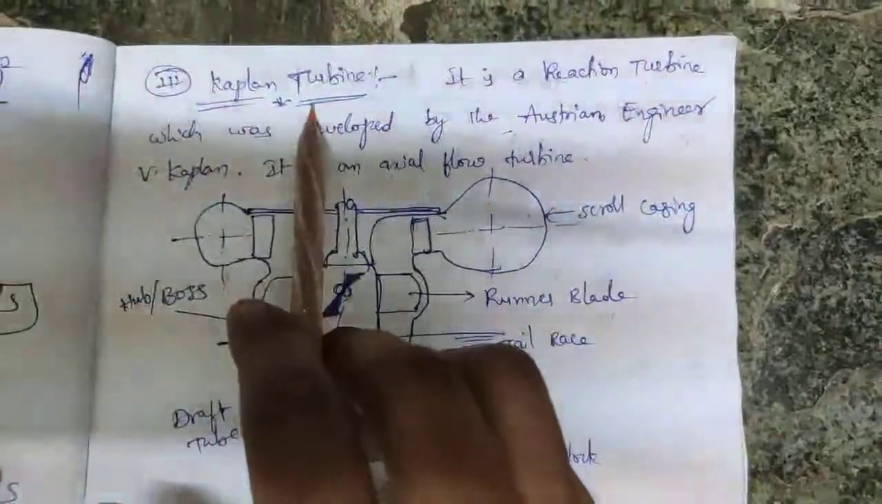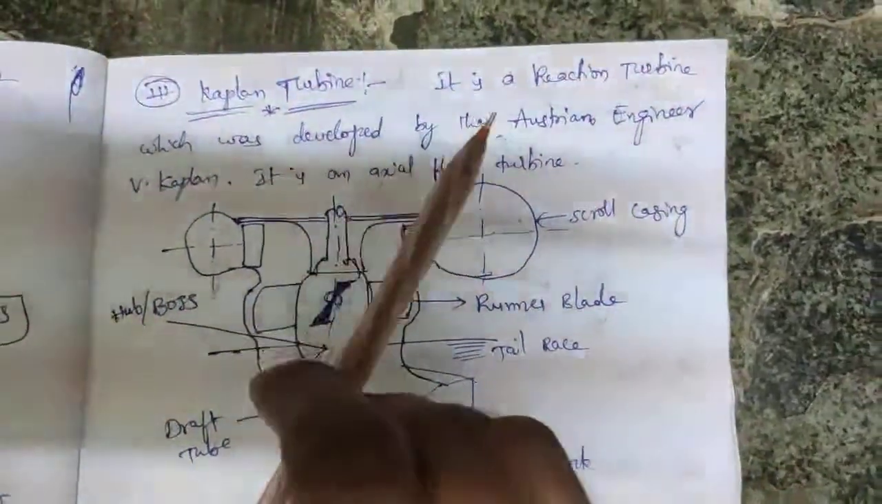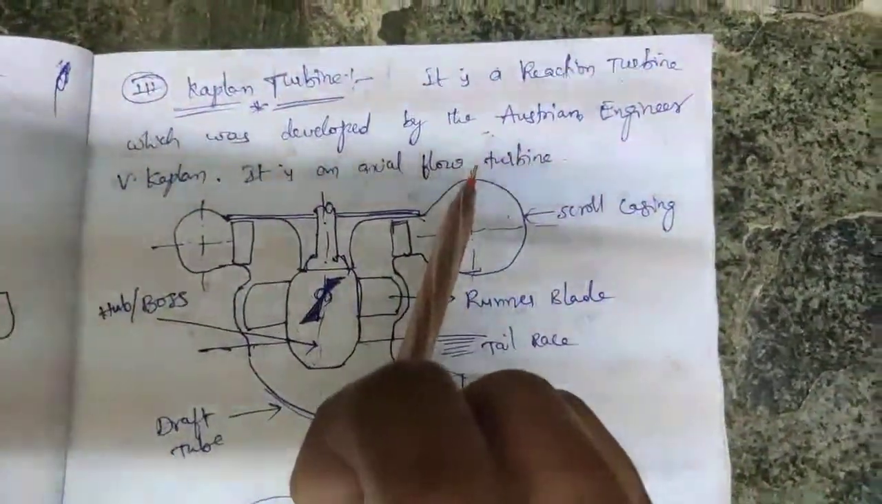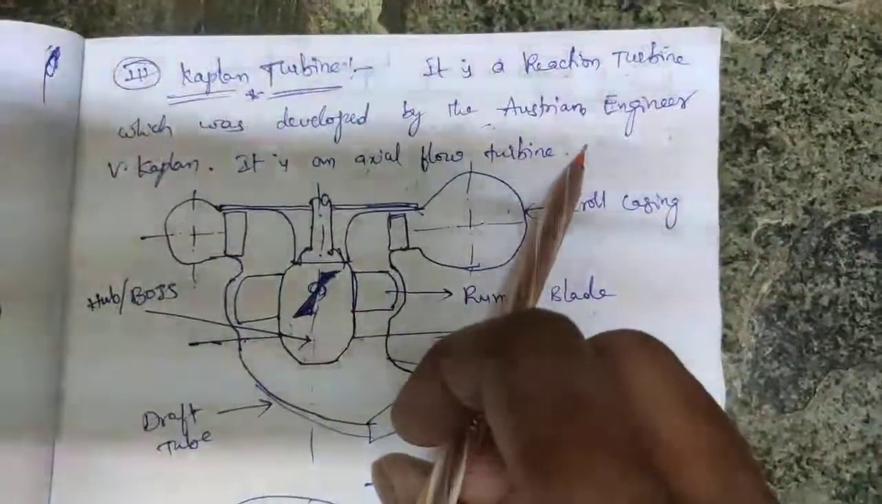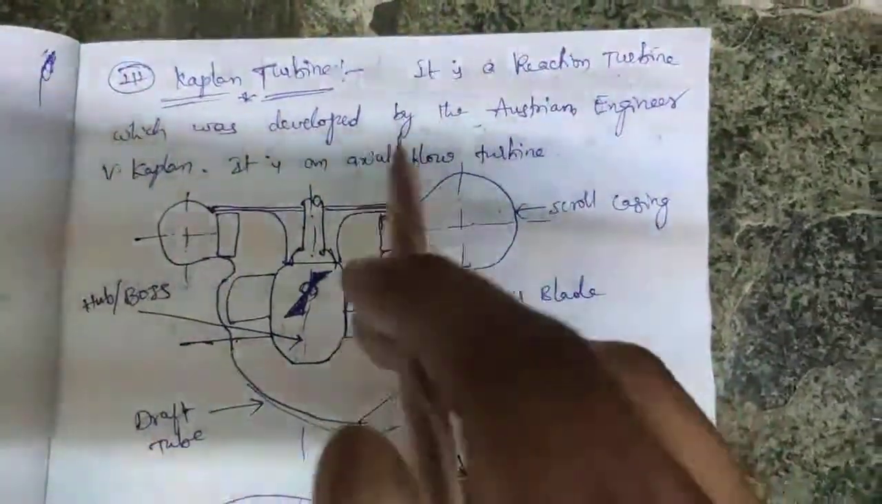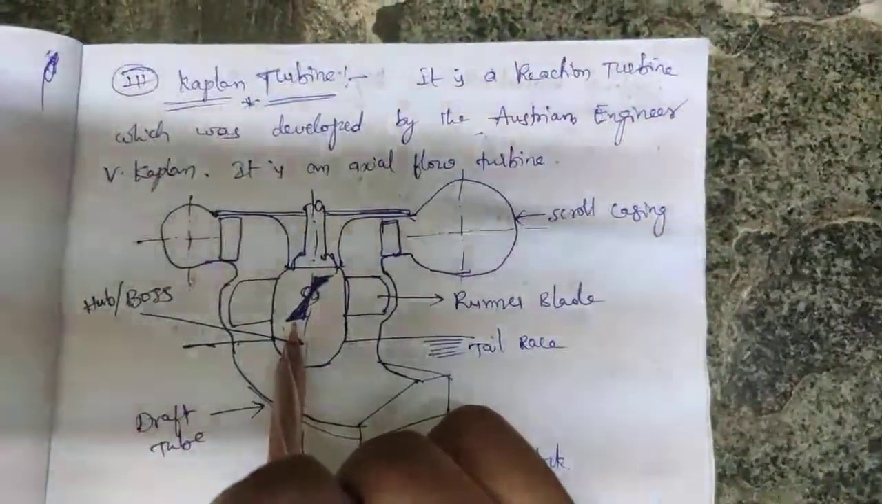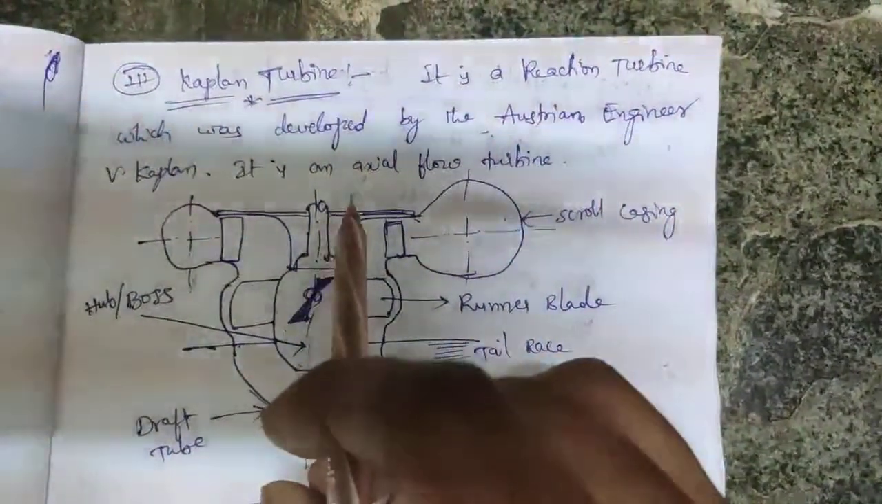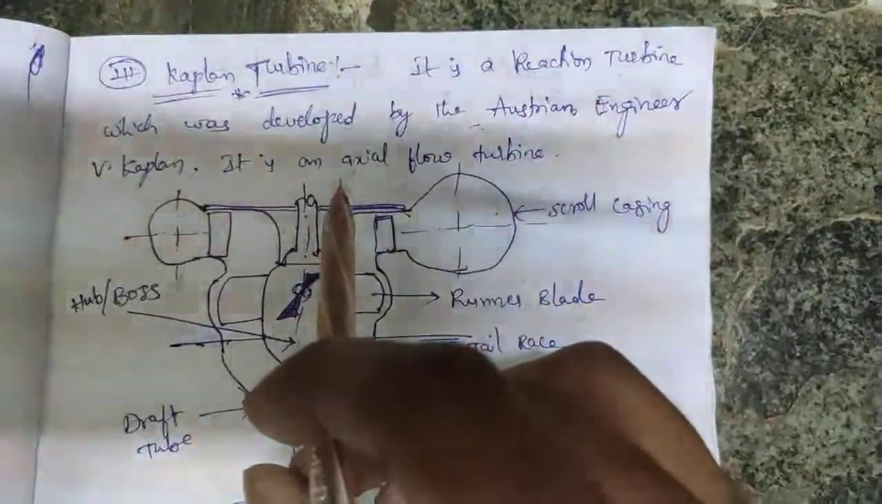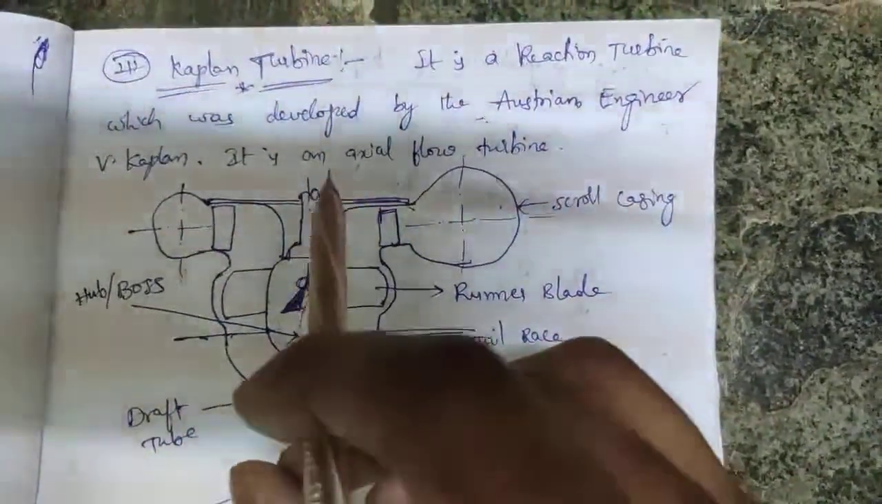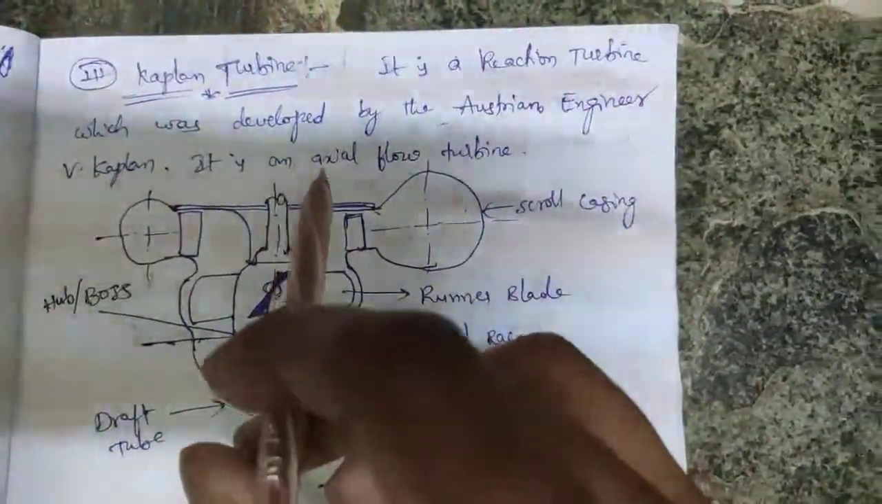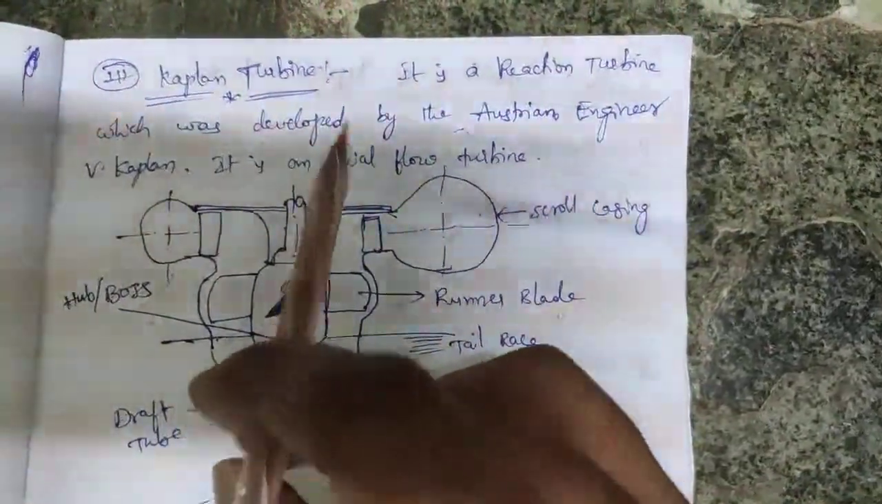This Kaplan turbine is used where a low head is available, that is below 60 meters, and to run this Kaplan turbine we need a larger quantity of water. So the quantity of water is large compared to the Francis and Pelton turbines.